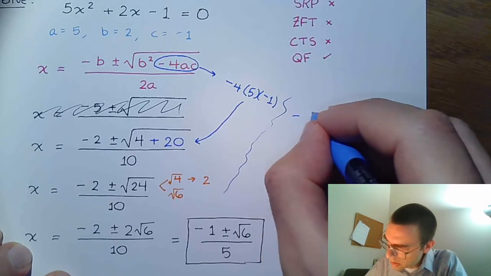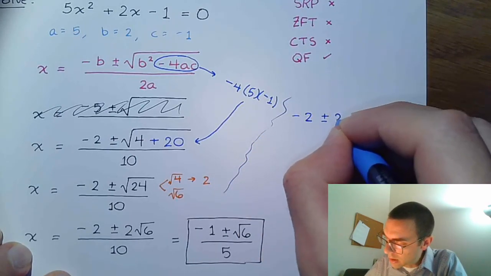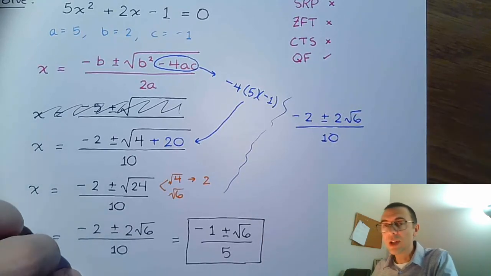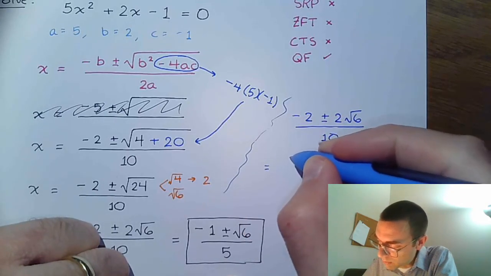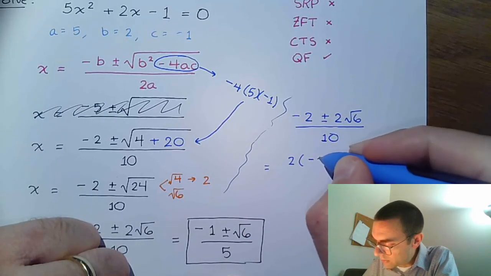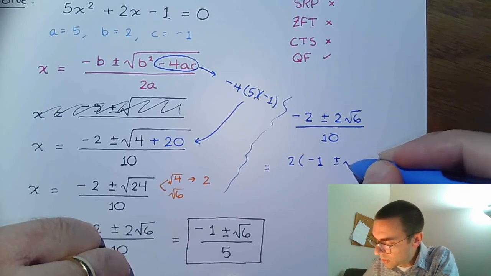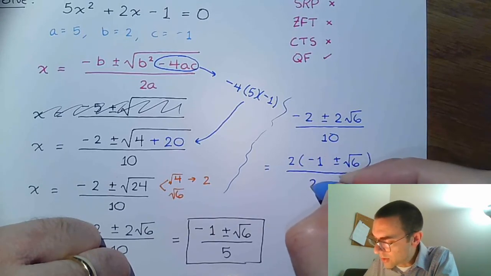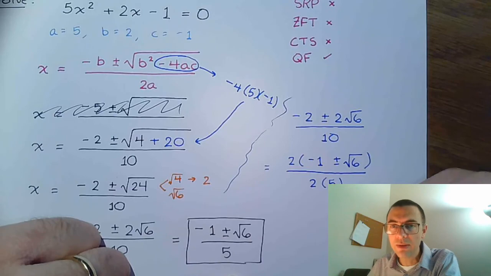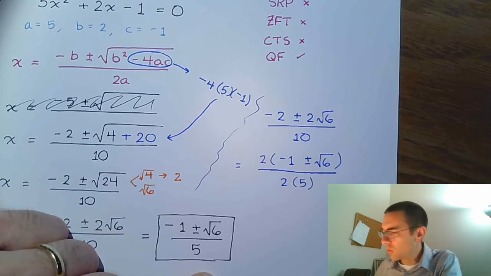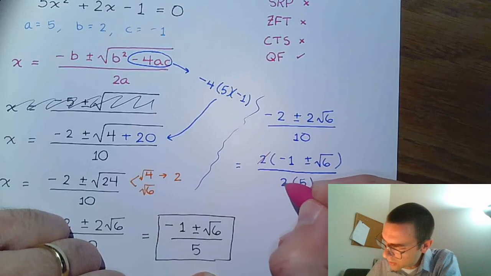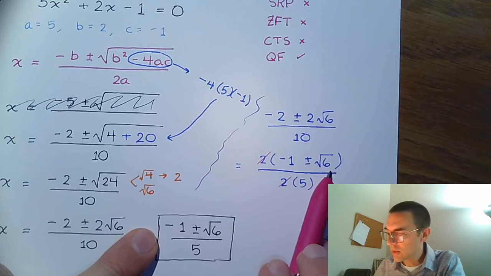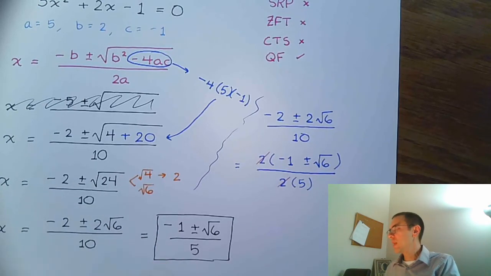We had negative 2 plus or minus 2 square roots of 6 over 10. Everybody here has a common factor of 2, and I can rewrite this by factoring out the 2. If I factor out the 2, I get negative 1 plus or minus the square root of 6. In the denominator, if I factor out the 2, I'm left with 5. Okay, so I do this, and I can see that these are the common factors that get to reduce, leaving me with the negative 1 plus or minus the square root of 6 over 5. And so there you go.